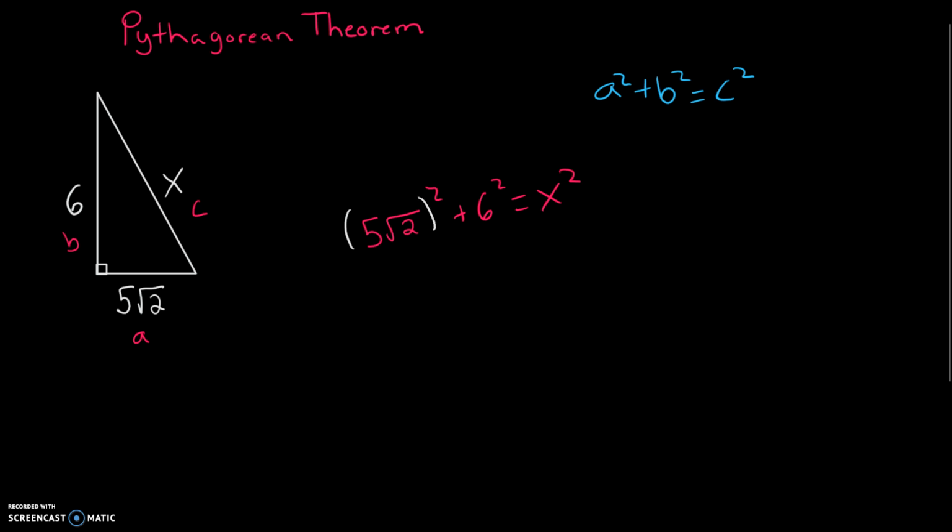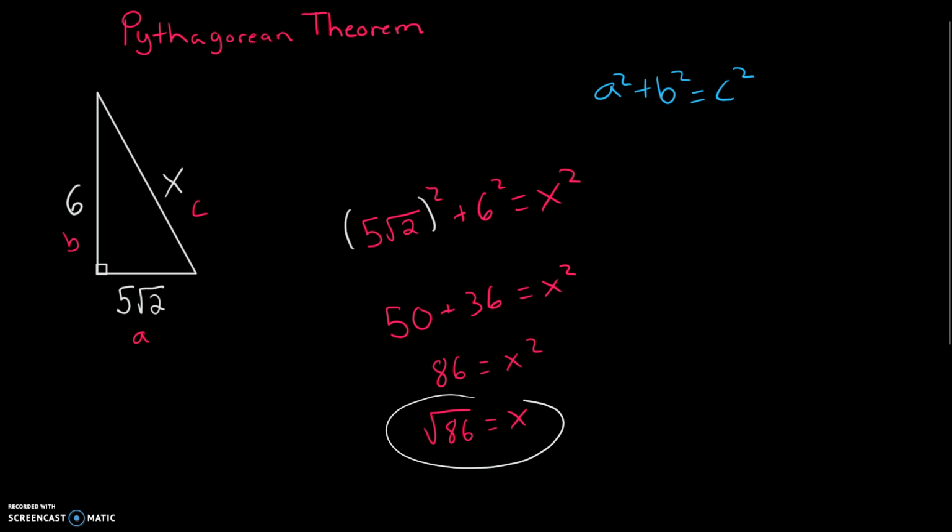When you put parentheses around it, you will get 5 square roots of 2 times 5 square roots of 2, which becomes 50. So we have 50 plus 36 equals x squared. So we get 86 equals x squared. So the square root of 86 equals x. And that is actually in the simplified terms.